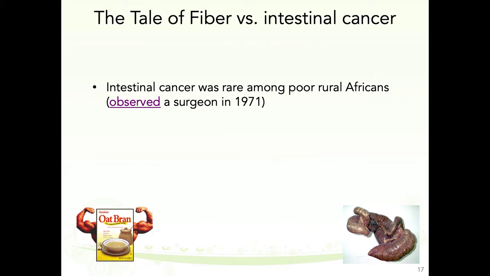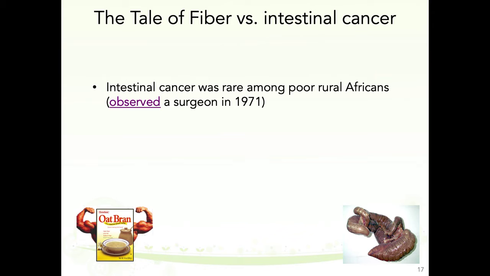So in the early 70s, in a rural area of Africa, a British surgeon, Dennis Burkitt, made a startling observation. He noticed two things. One, the people of rural Africa, poor rural Africa, had an extremely low incidence of intestinal cancer. And two, he noticed that they didn't eat much meat. They ate mostly fruit, nuts, and grains, very high in fiber. So it's reasonable to wonder whether those two things might be linked. Is there a connection between a diet high in fiber and one's risk of developing intestinal cancer?